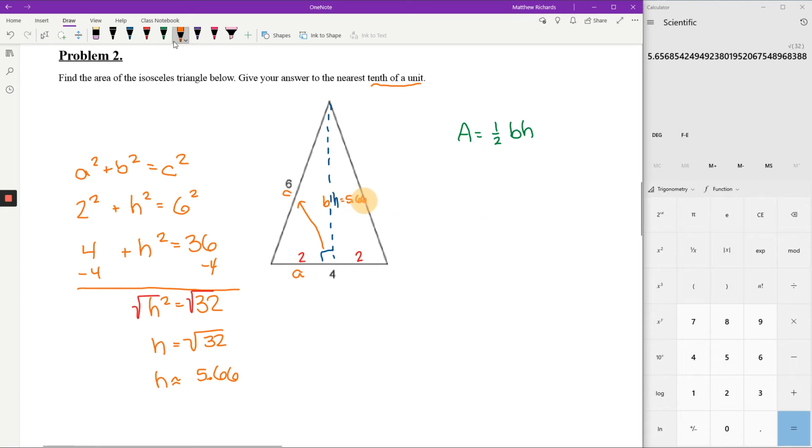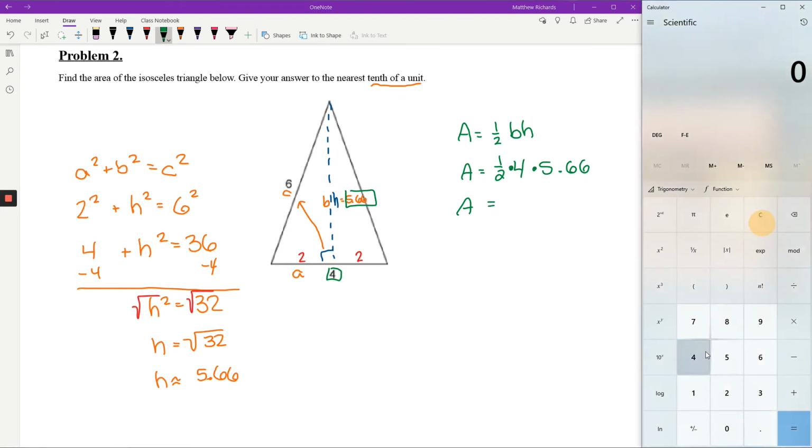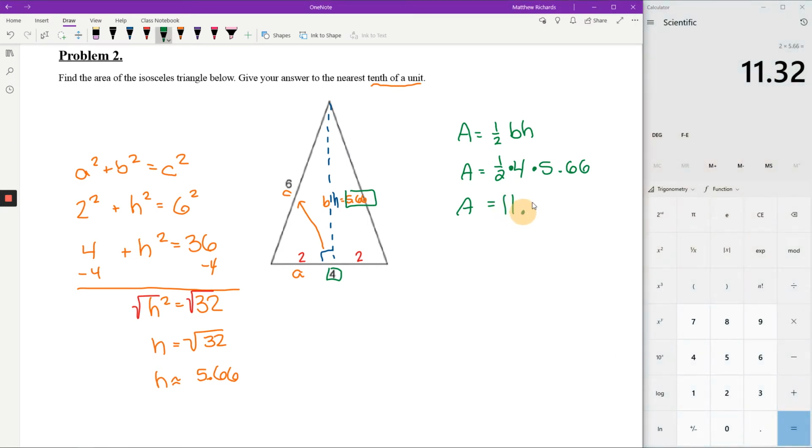And since area is now equal to 1/2 times my entire base times my height, area is going to equal 1/2 times my base, my entire base was 4, times my height, this 5.66 number. And so area is going to be, let's see, 1/2 times 4 is 2. And if I take 2 times this 5.66, it's 11.32. To the nearest tenth of a unit, area is going to equal 11.3 square units.